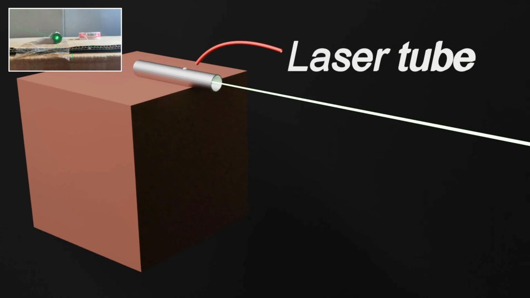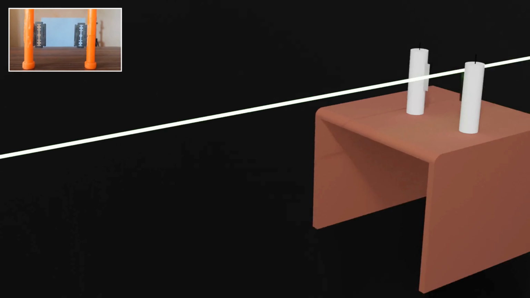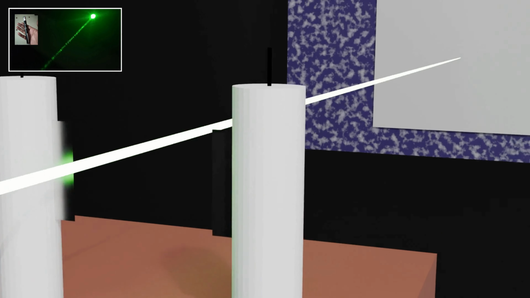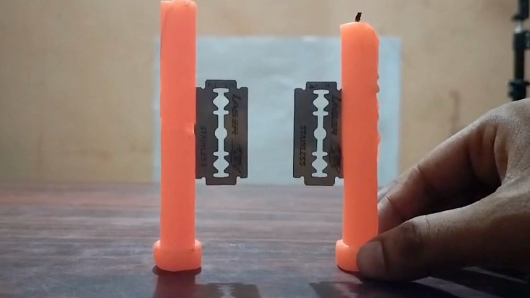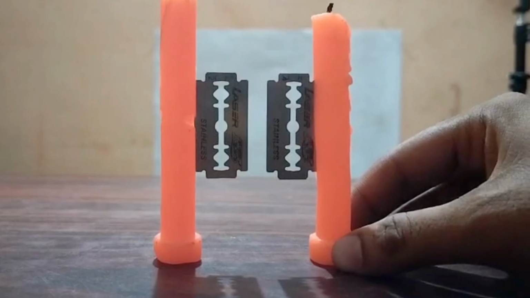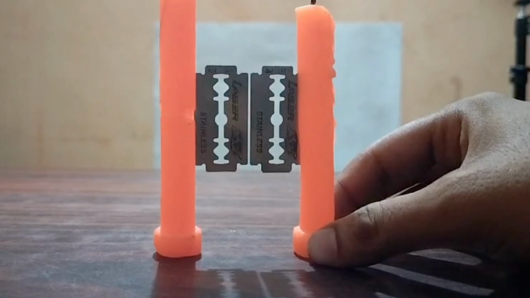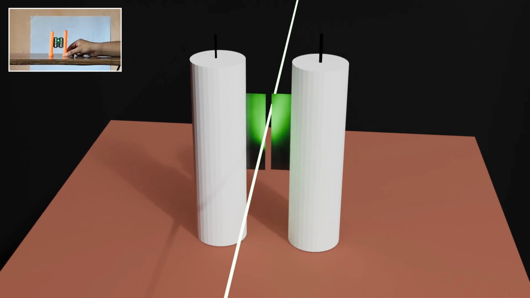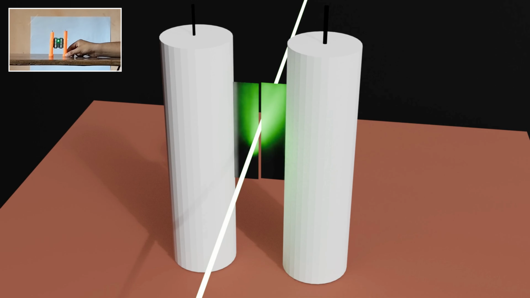Today I have set up an experiment to demonstrate Heisenberg's uncertainty principle right here on my desk. I have a green laser pointer securely taped down, firing a beam through a narrow slit. To make the slit adjustable, I have mounted two razor blades into these candles. The laser passes through the tiny gap and projects a green spot onto a paper screen on the wall.